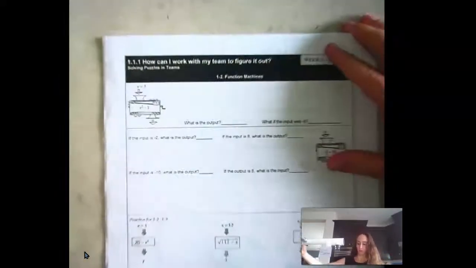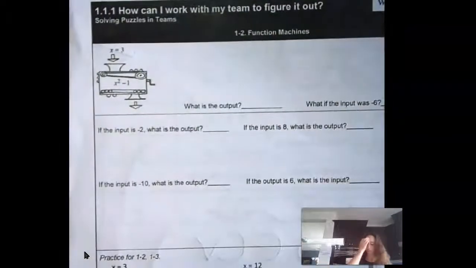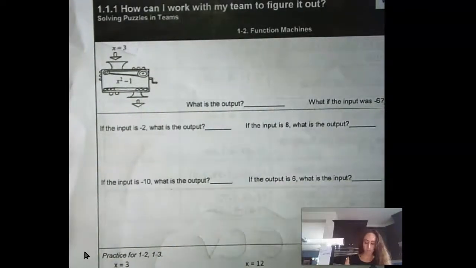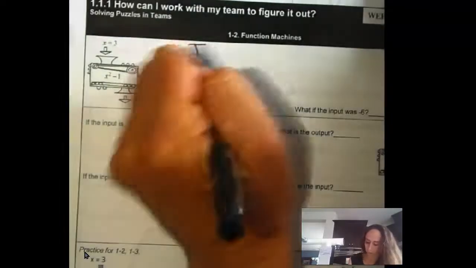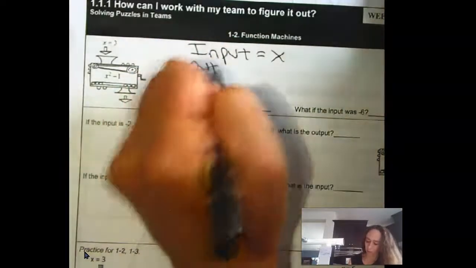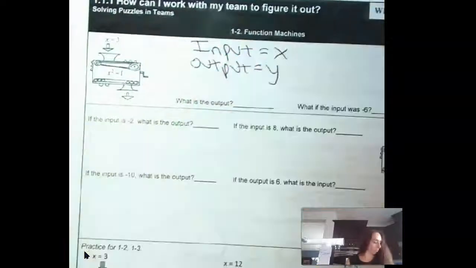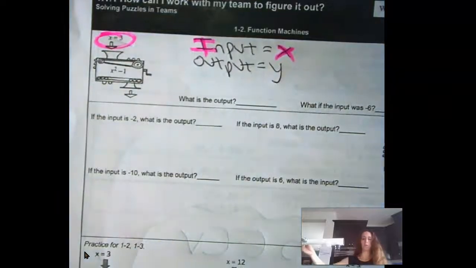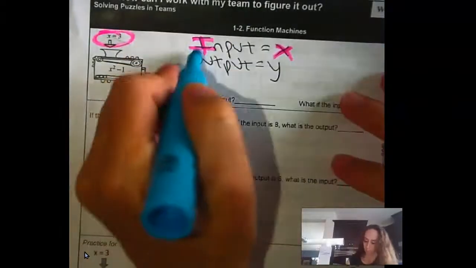So remember, if I write it, you write it, because all this stuff is going to be what you're tested on. Okay? So we're going to learn a new word today. There are 2 words you're going to learn. There's input, which is your X, and there's output, which is your Y. I'm always going to put the input in pink, and the output in Y, which is this.